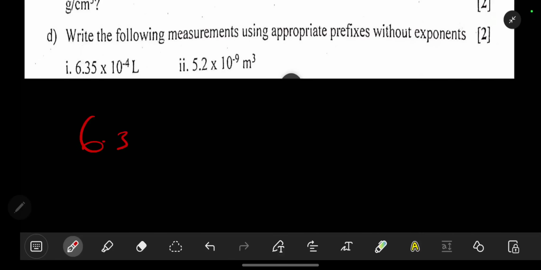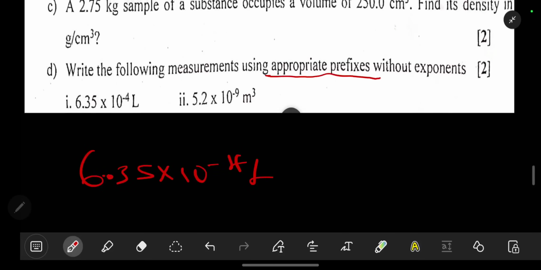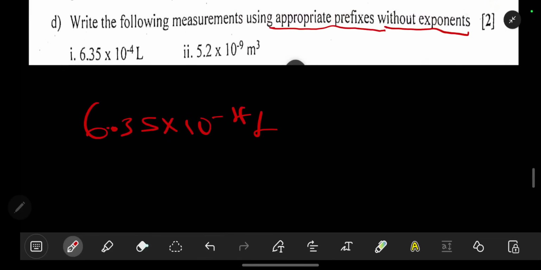For this question, it says 6.35 times 10 to the power negative 4 liters. Convert this one using the appropriate prefixes without exponents. What we are going to do is look at the closest prefix that we know. If we have power -4, the closest prefix that we have is -3. We also have a prefix for -6, but -3 is closer. So we are going to move the decimal point. Since it is a negative, -3 is greater than -4. That means to say you need to multiply by 10.